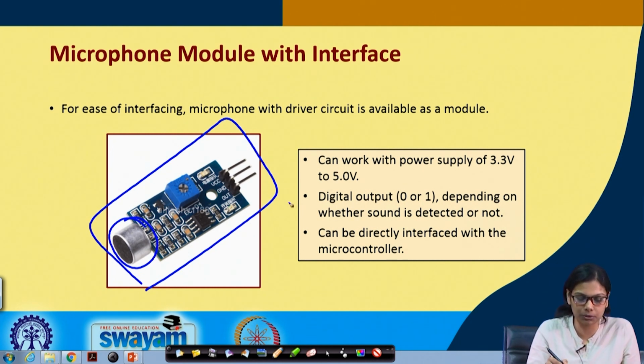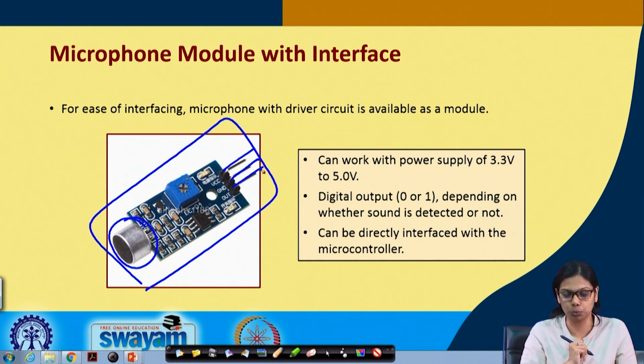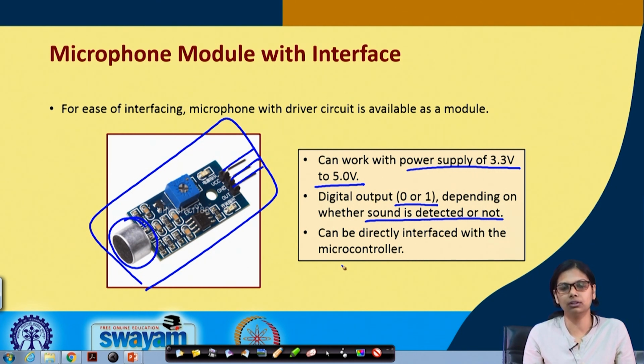But if you use this particular microphone, it comes with the driver circuit as a whole module. There is a VCC, ground and an output pin available, through which we will be connecting. It can work with a power supply of 3.3 volt to 5 volt, and the digital output is 0 or 1 depending on whether the sound is detected or not. We can directly connect it to the microcontroller, or we can also use it through an analog pin as well.